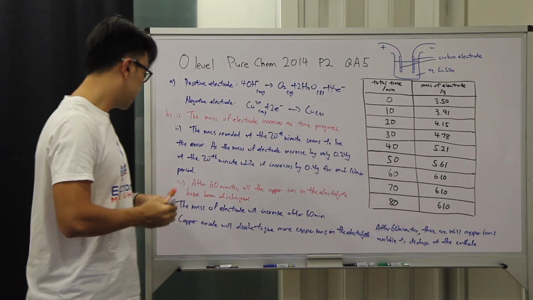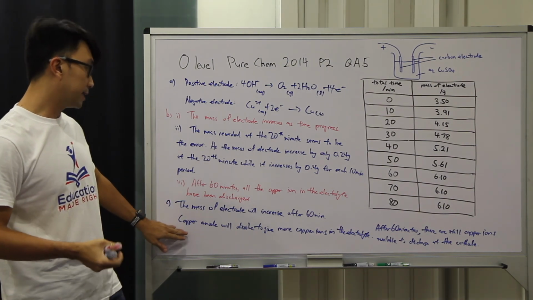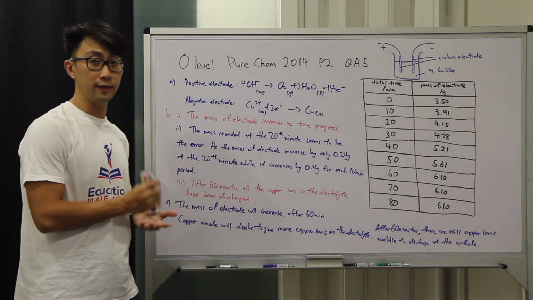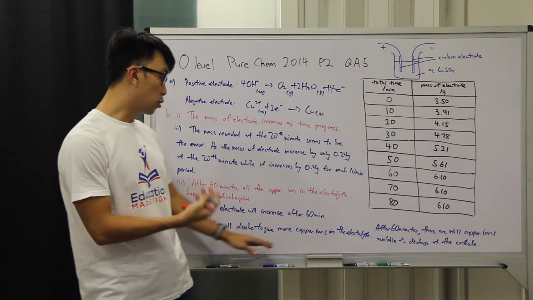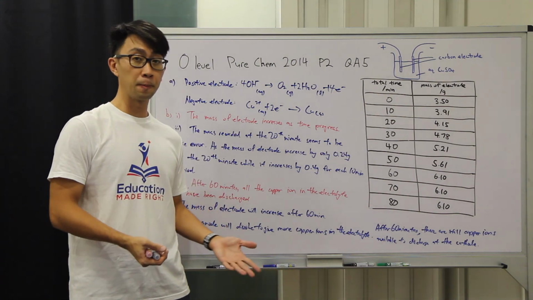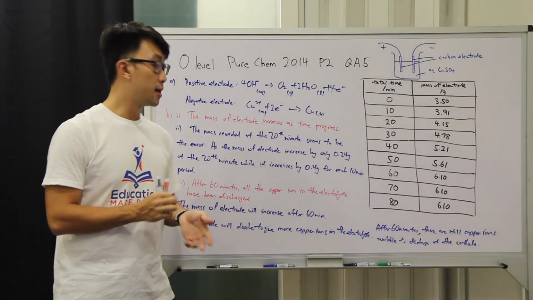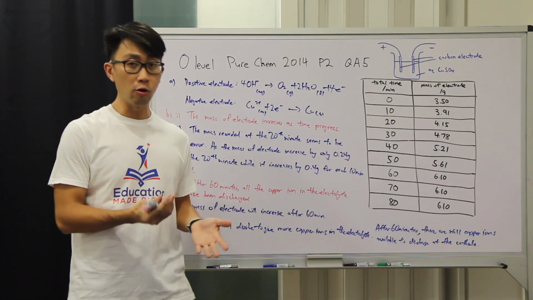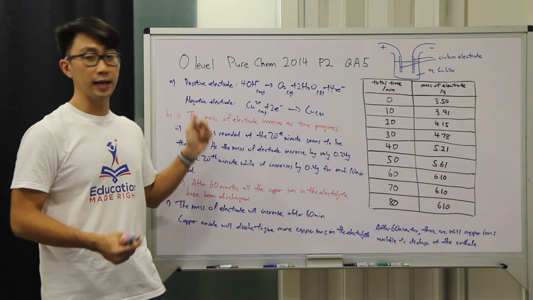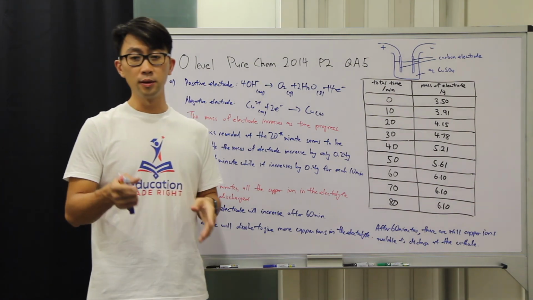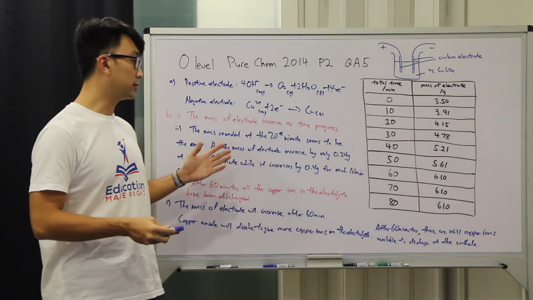Alright, so this is the answer for part C. Because the copper electrode is an active electrode, it will participate and dissolve to release more copper ions into the electrolyte. So as the number of copper ions in the electrolyte increases, after 60 minutes there will still be more, and they will continue to be discharged at the negative electrode. So it will continue to see a mass increase. Alright, so this is the answer for the whole question.